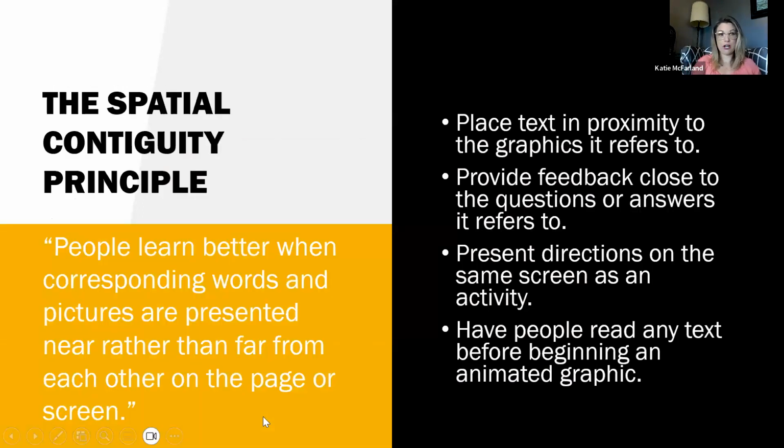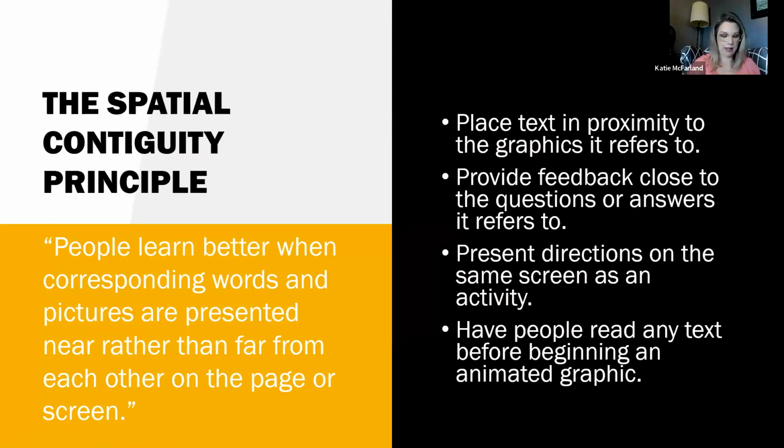Okay, so our spatial continuity principle. People learn better when corresponding words and pictures are presented near rather than far from each other on the page or screen. So if we're either having a worksheet and we have the question on one page and the activity on the other page, that's going to be really confusing for people. Or if we're doing an asynchronous class and it's just automatically rolling, if you have the instructions on one slide and the activity on the other, that becomes difficult for people to remember.